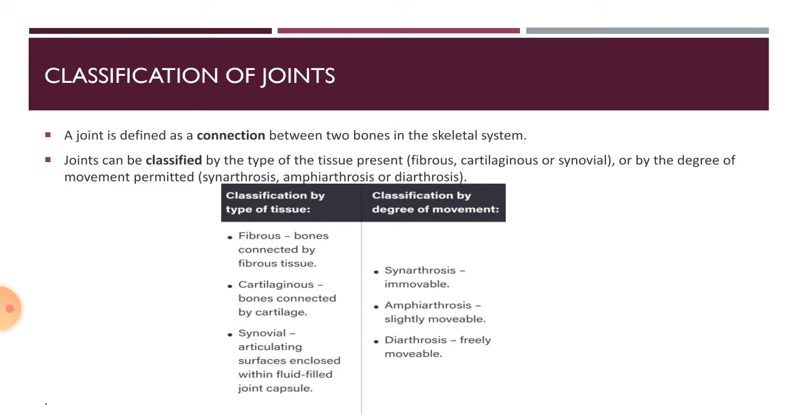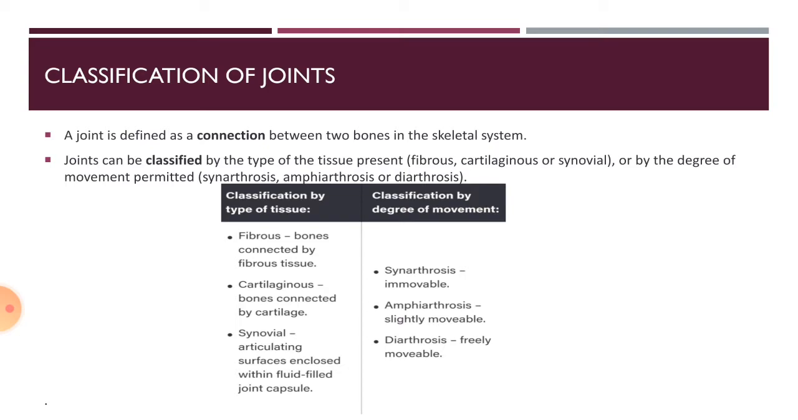Most of the fibrous joints, because they are connected by tough fibrous tissue, are synarthrosis, while the cartilaginous does show little movement, and the synovial are those joints that are freely movable joints in your body, and most of the joints are synovial joints that allow the movement and help you in locomotion.